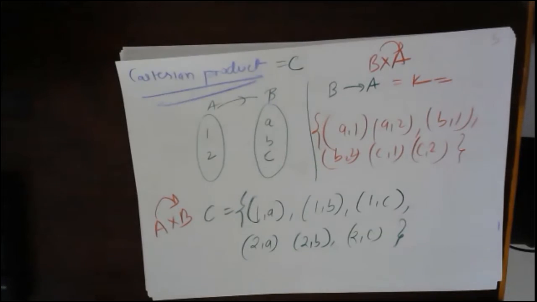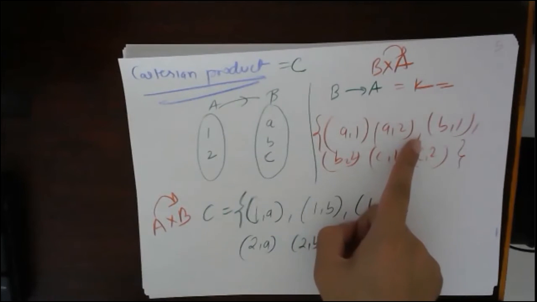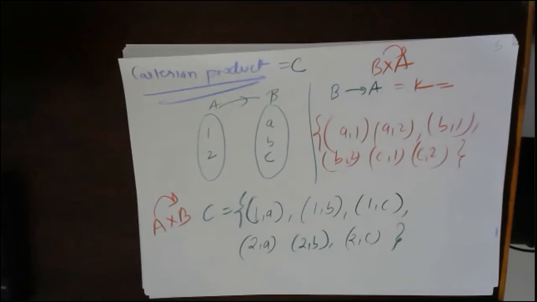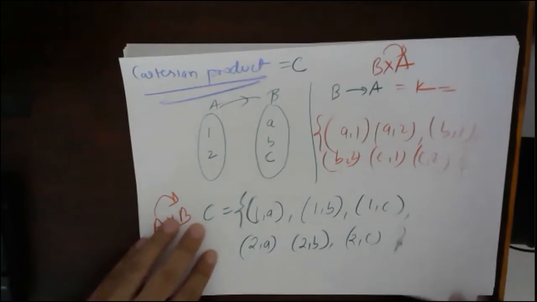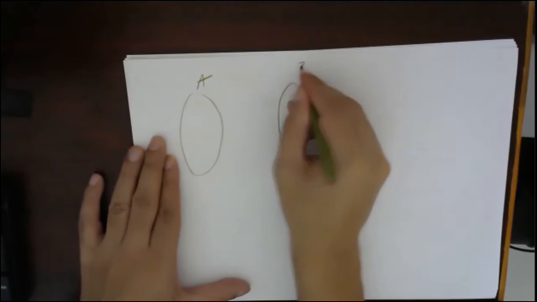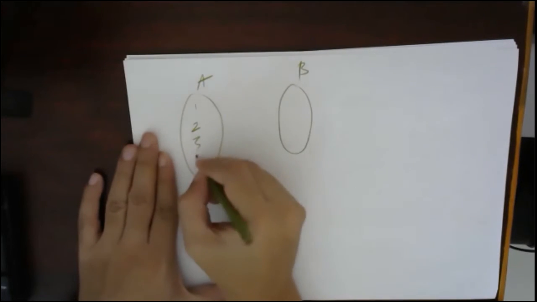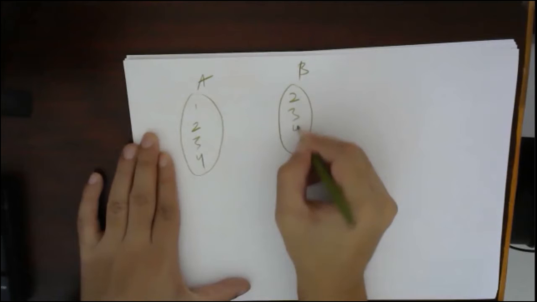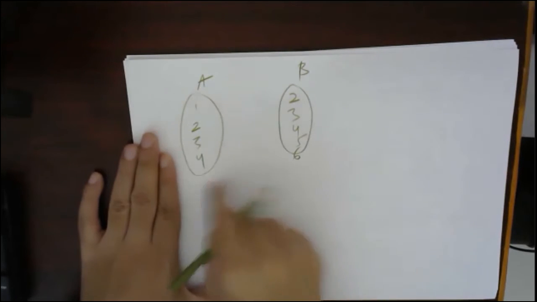The same way we wrote a set in a set builder form, but we know a relation is also a set containing ordered pairs as each element. So we can write this also in a set builder form. Let's take a very simple example. This is set A, this is set B. So we have 1, 2, 3, 4. We have 2, 3, 4, 5, 6. Okay, set A is this, set B is this.